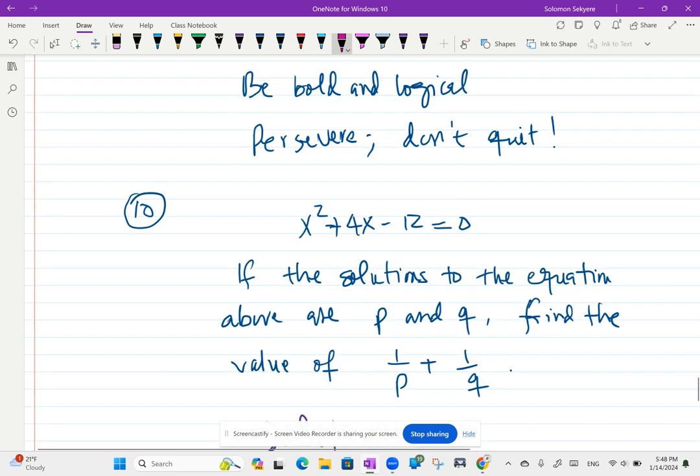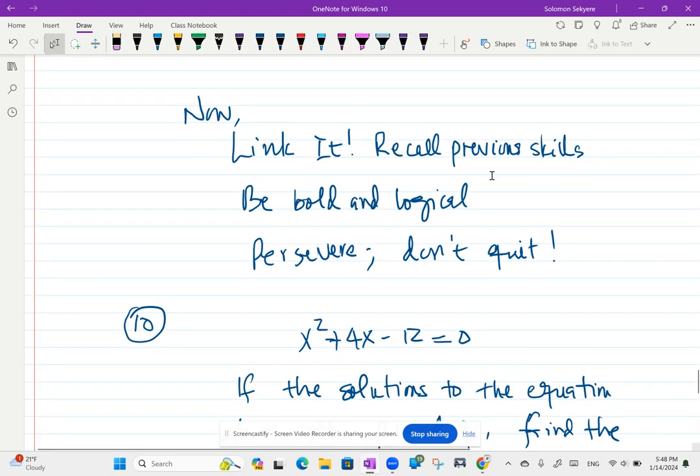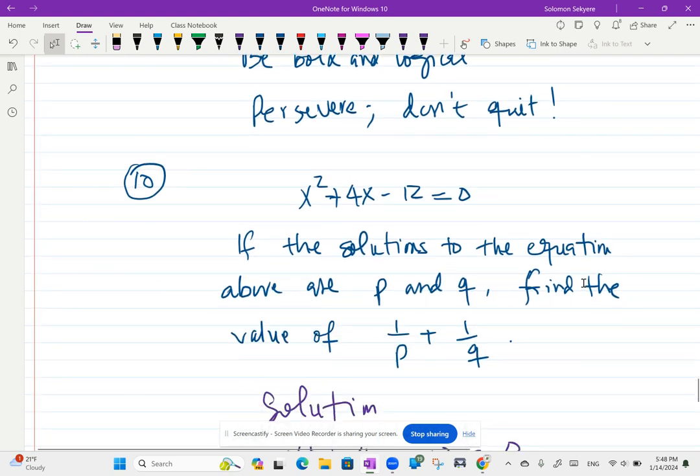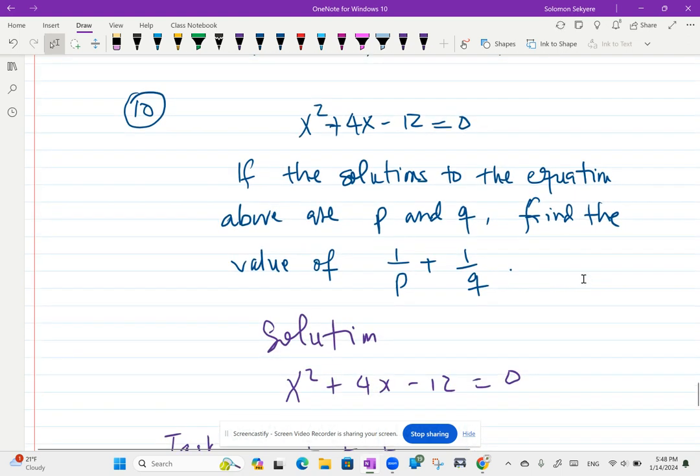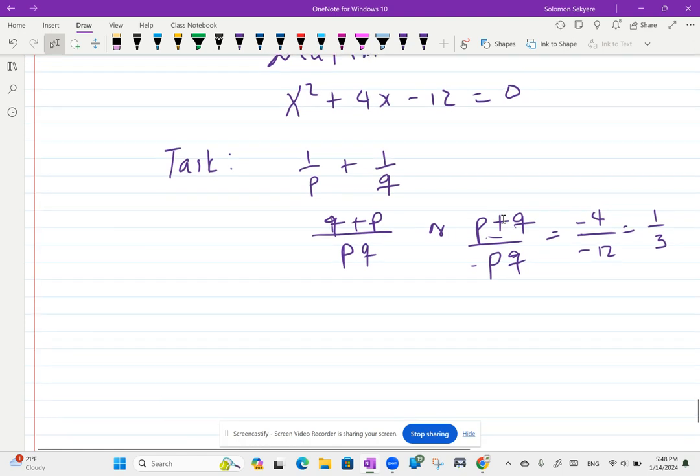Now, try this as your challenge. Okay, I say recall previous skills, be bold and logical, persevere, don't quit. I have this equation and I ask you, P and Q are the zeros or roots. Find the value of 1 over P plus 1 over Q. Pause it, try it. What did you get? Did you get 1 over 3?